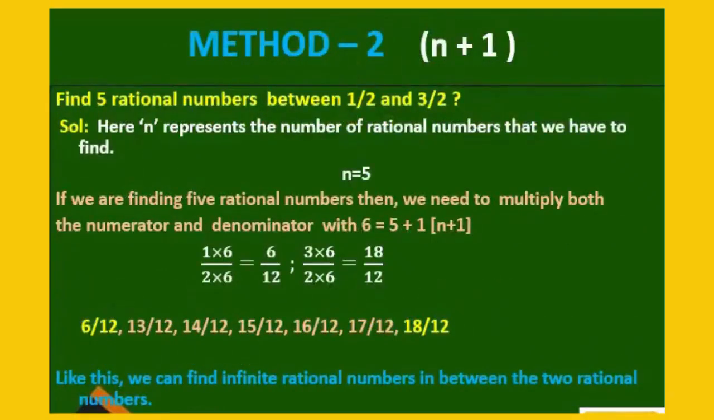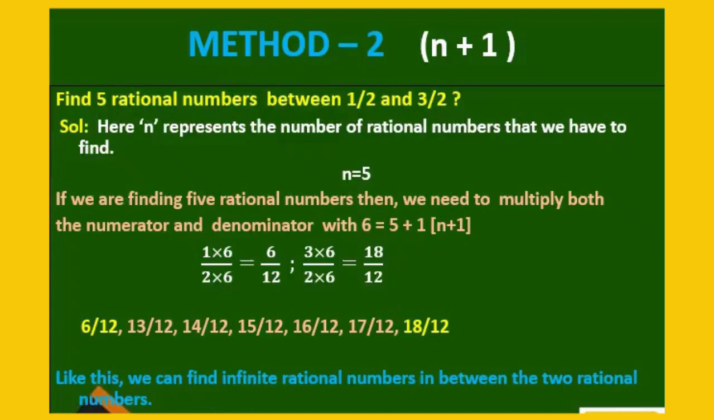Before you understand method 2, that is the n plus 1 method, you need to know what we mean by n here. N represents the number of rational numbers that we have to find. Let us take an example and try to understand method 2. Find 5 rational numbers between 1 by 2 and 3 by 2. Here, the value of n is equal to 5 because we need to find 5 rational numbers between 1 by 2 and 3 by 2.